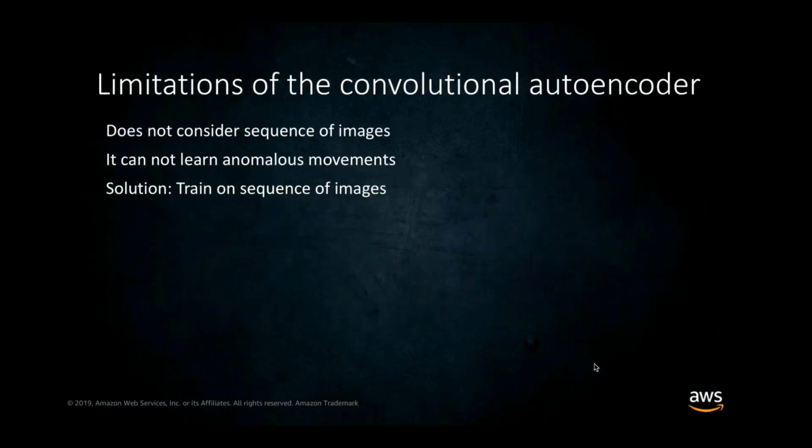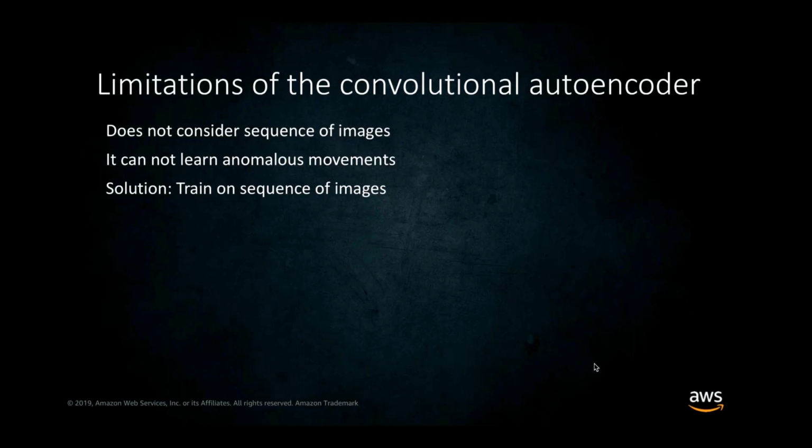So there's one limitation of the convolutional autoencoder, and that is it does not take the sequence of images into account. And that can be a problem because we may not necessarily be just interested in an anomaly in the form of an object, but maybe also in the form of a movement. So let's assume a person on a skateboard. A person on a skateboard may not be so much different from a normal pedestrian, but it may move much faster. So how can we detect that?